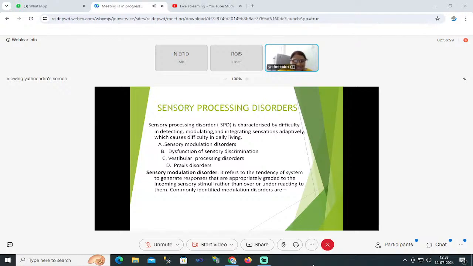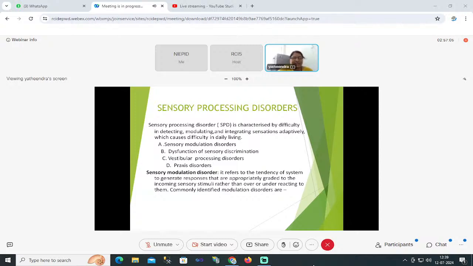If there is a problem in sensory integration, we call it sensory integration dysfunction or sensory processing disorder. In sensory processing disorder, there are problems like sensory modulation disorder, dysfunction of sensory discrimination, vestibular processing disorder, and praxis disorder. So what is sensory modulation disorder? It is the tendency of the system to generate responses that are appropriately graded to the incoming sensory stimuli rather than over or under reacting to them. Most of the children are hypersensitive or hyposensitive.